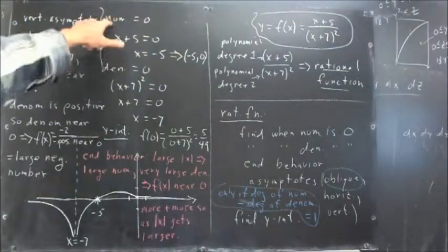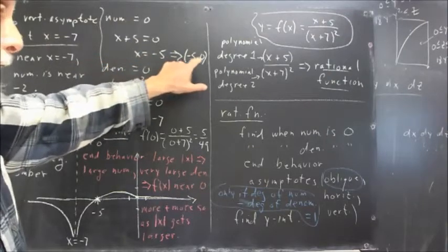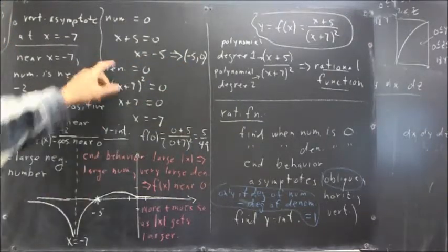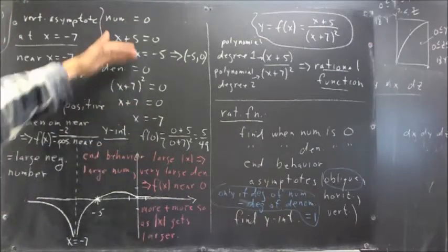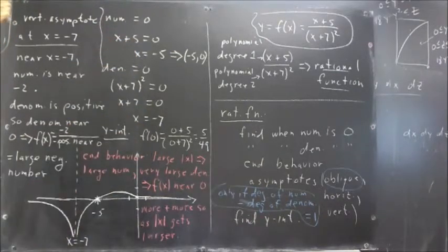For this function, the numerator is 0 when x equals negative 5. That's very easy to find. The denominator is 0 if x equals negative 7. There are the details, very easy to find.